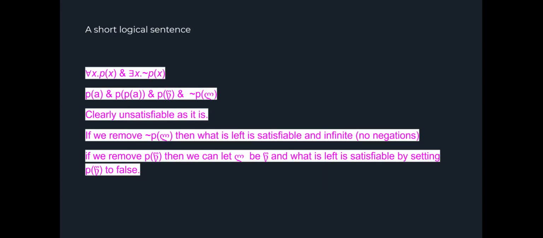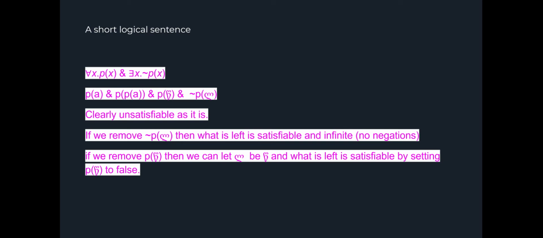Okay, so let's look at it another way. We're saying the same thing a second time, slightly different typesetting. Say for all X, P of X, and there exists an X not P of X. That again corresponds to P of A and P of A, as well as P of loss and not P of miss. And that's clearly unsatisfiable.